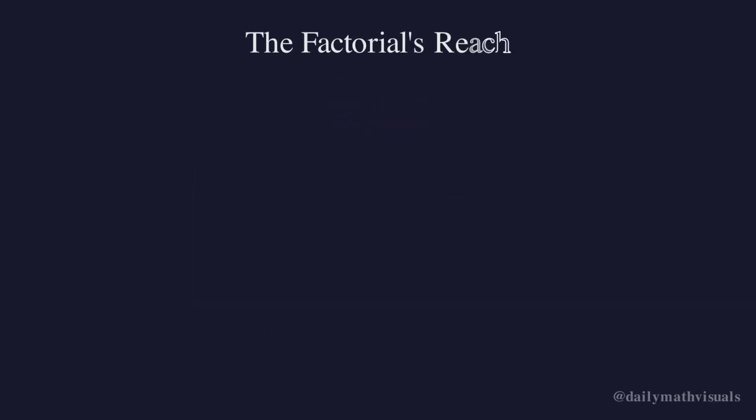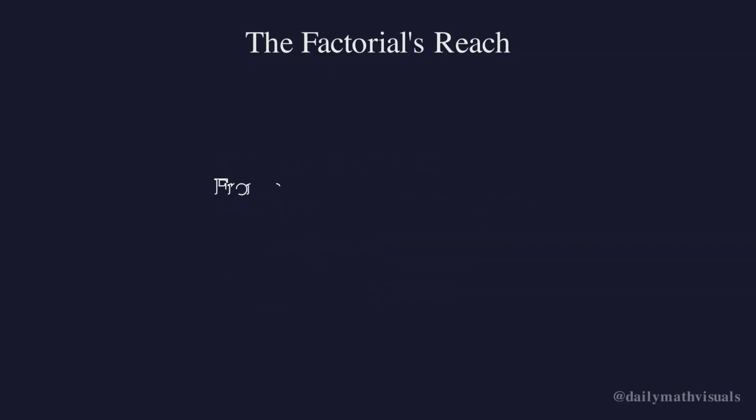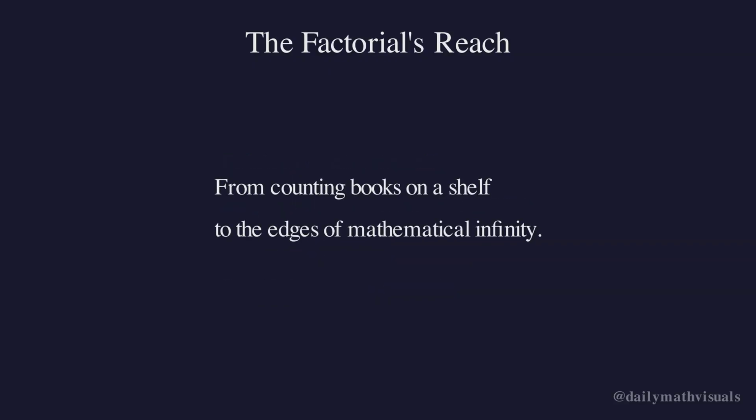So let's step back and see what we've discovered. Factorial started with the simplest possible question. How many ways can you arrange 3 books on a shelf? It reaches into probability, computer science, physics, and pure mathematics. From counting books on a shelf to the edges of mathematical infinity. That's the factorial. A simple idea with profound reach.